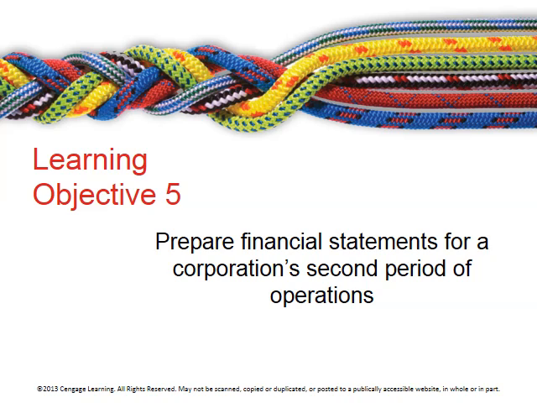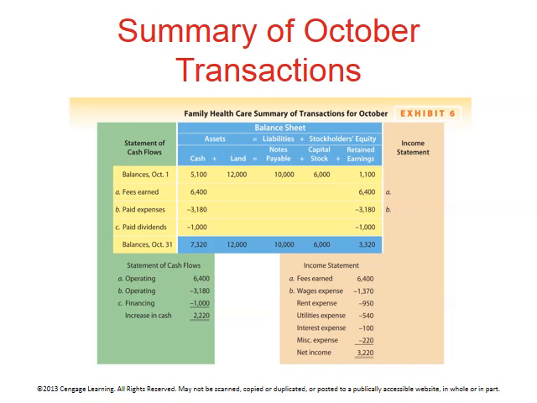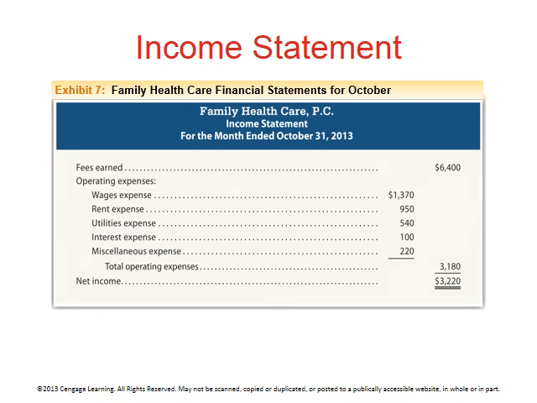And finally, we're going to prepare financial statements for the second period of operations. So here's our summary of the transactions in the financial statement view. So again, we're going to take the balance sheet items, the statement of cash flow items, our changes to retained earnings, and our income statement items, and we're going to prepare the financial statements.